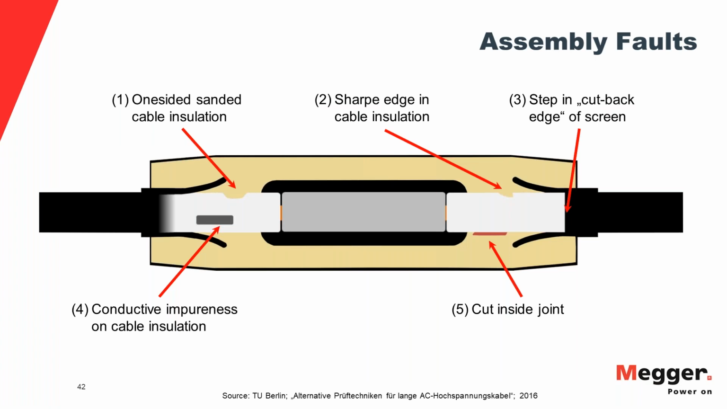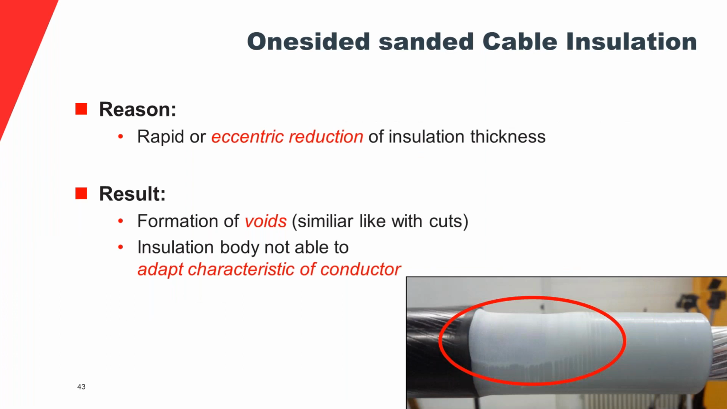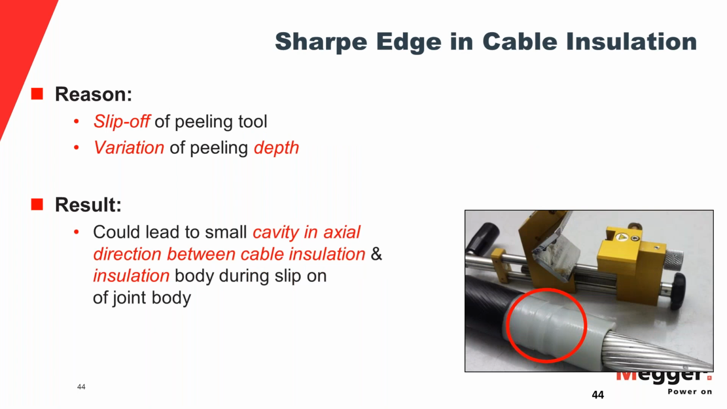And then the splice assembly faults, that's what actually causes all these troubles. Misalignments, cuts, sharp edges, improperly installed Faraday cages, the mesh, all of these things, conductive impurities. I brought some examples. I will go through them fairly quickly. Here it's like one-sided sanding. You see this will cause a void. You will have a gas in solid dielectric discharge that will give you problems. This will be prone to a tracking fault. You will have this slip off of the peeling tool and causing problems.